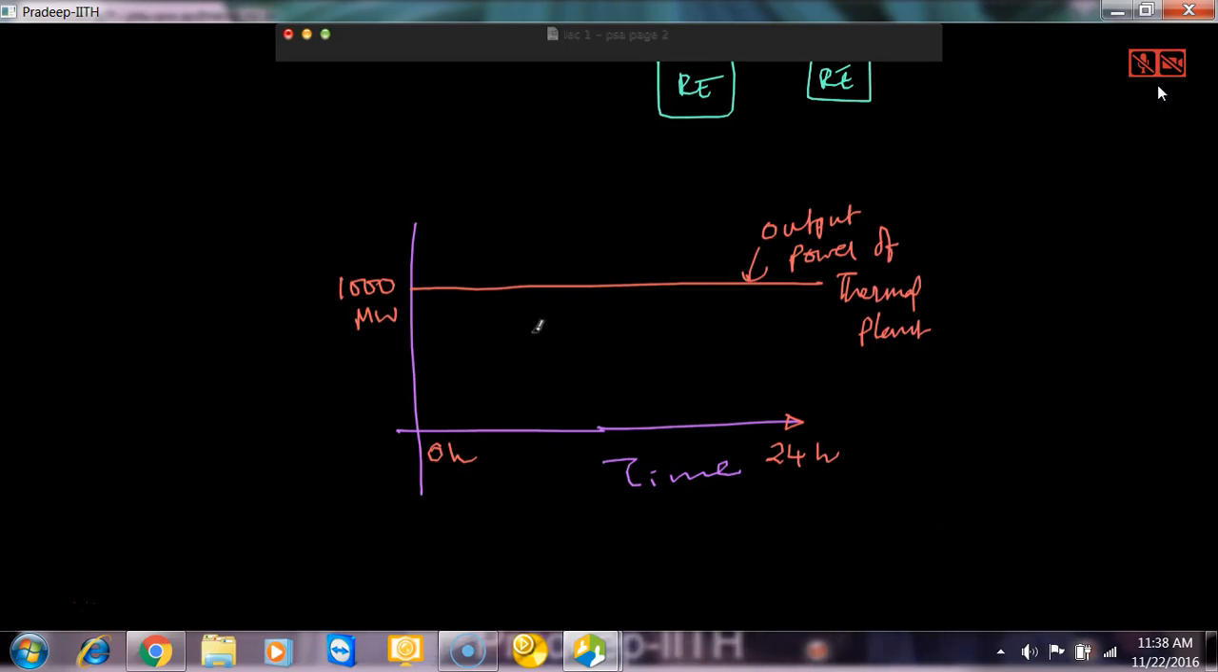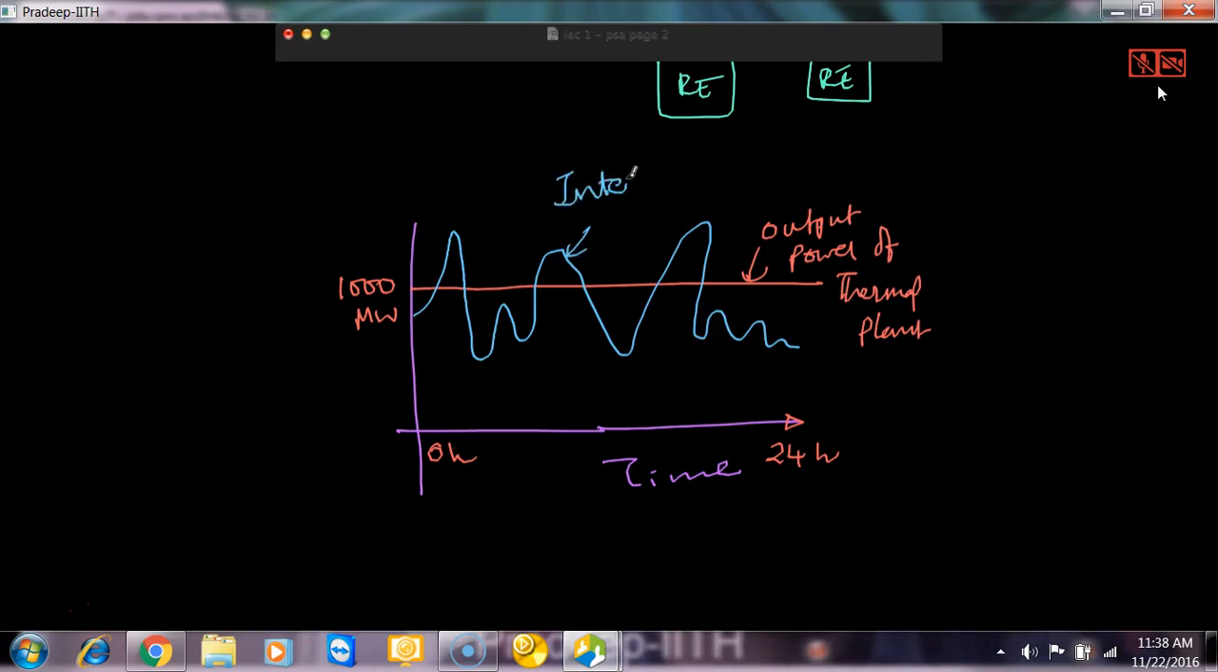But what if I have wind generation? With wind generation, sometimes when heavy wind is there, it is high. Sometimes wind is less, and suddenly the power drops. Then the power increases again, drops again, increases, drops, increases. So it keeps on varying. So this is intermittent wind generation.